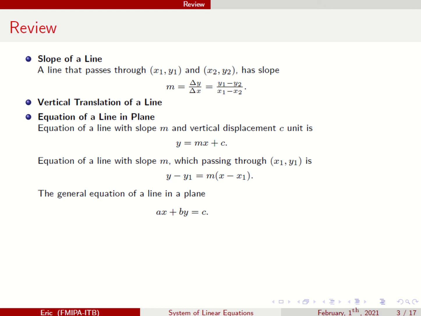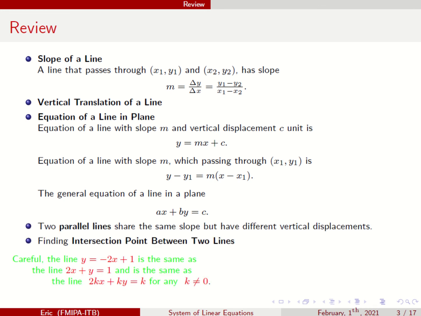An equation of a line with slope m passing through (x1, y1) has this formula: y minus y1 equals m times (x minus x1). But we have another kind of representation of the equation of a line, that is ax plus by equals c. Two parallel lines share the same slope but have different vertical displacement, like y equals mx plus c and y equals mx. They have the same slope but different vertical displacement. That is what we usually call two parallel lines.